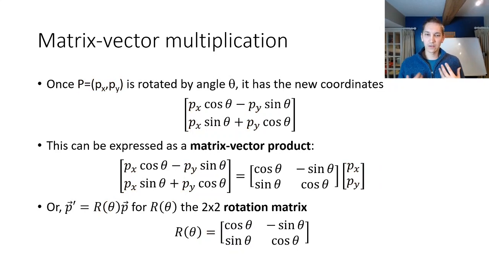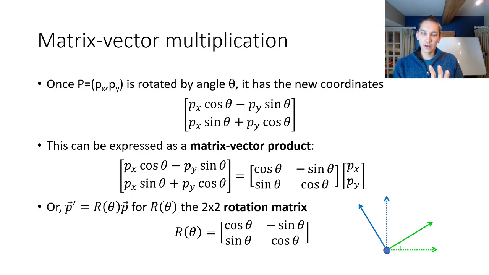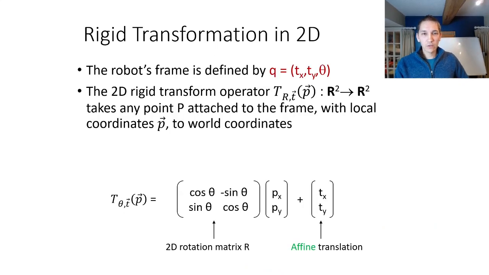This is going to be called the 2x2 rotation matrix of an angle theta, and we'll denote it as R of theta. So this is a function from angles to 2x2 matrices. Another way you can think about this is that given this 2x2 matrix, the first column tells us where our x vector has rotated to, and the second column is where the y vector has rotated to.